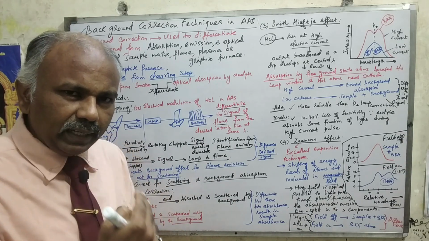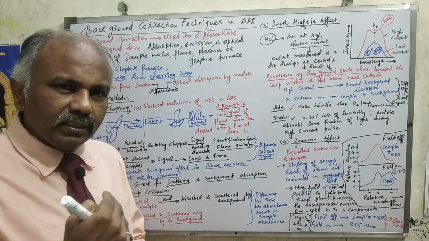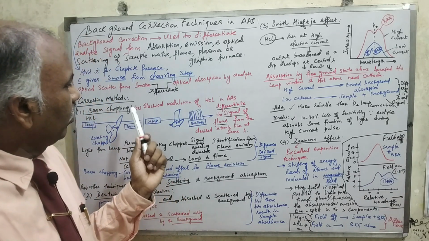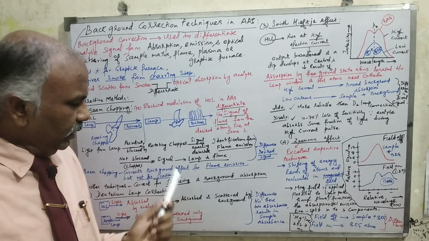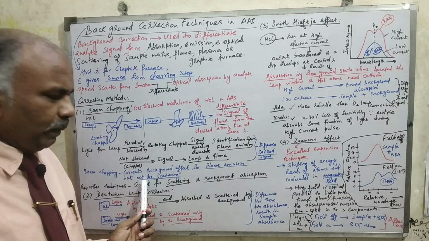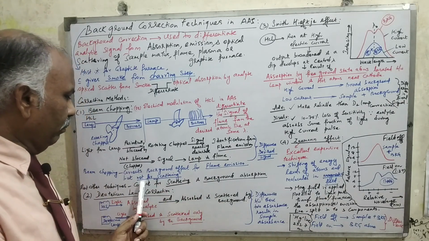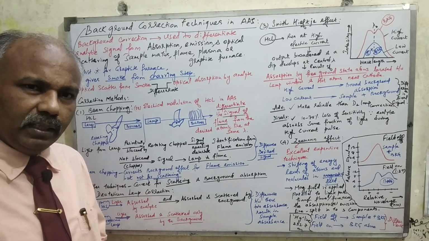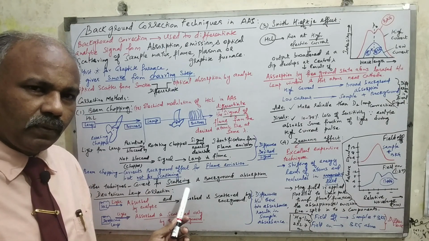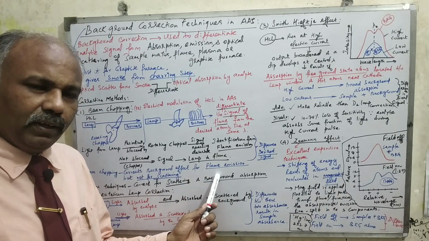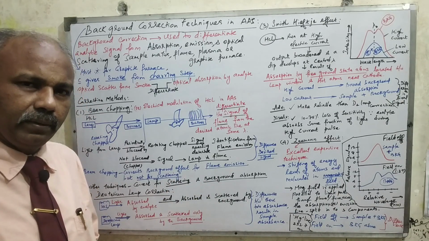So you have to subtract the excess unwanted signal which is causing interference from the flame. That is the reason we are going for this beam chopping method, right? And a very important aspect: the beam chopping method corrects the background effect for flame emission but not for scattering. Again, the problem is not solved. It is not useful for the scattering effect, only for flame emission. To correct the flame emission, we are using the beam chopping method, right?